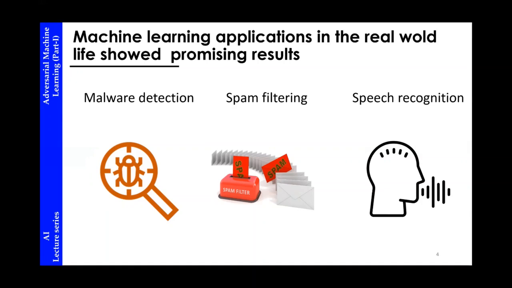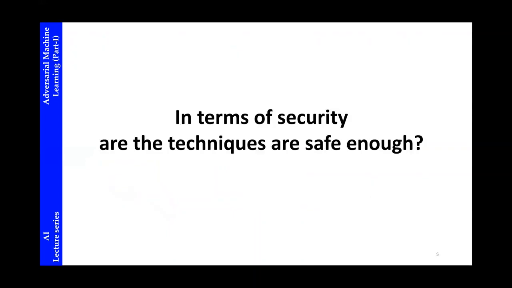Although artificial intelligence systems are incredibly powerful, they have limitations. What is the limitation? One important question is, in terms of security, are artificial intelligence systems secure enough or not? To make a long story short, the answer is no. To support this idea, let's go through some examples.